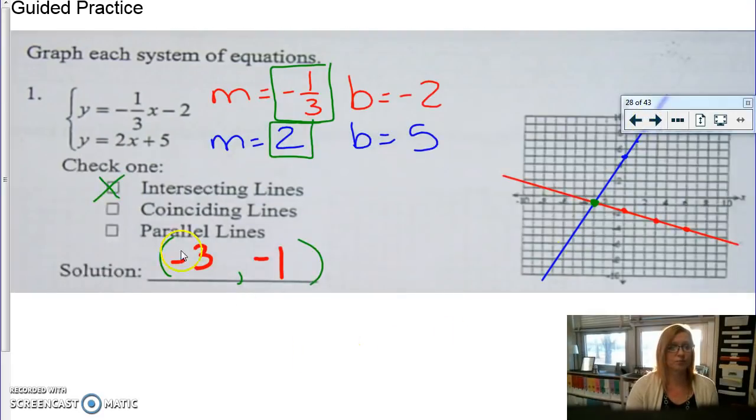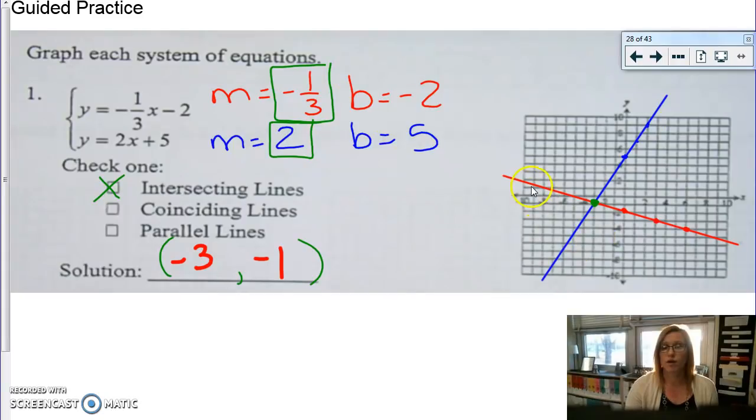Let's take a look here. And you can see slope of -1/3, slope of 2. Different y-intercepts. Therefore, when you graph it, this is what it would look like. The two lines would cross each other. I graphed the red line, I graphed the blue line. That green point there is the point of intersection, the POI, and so that would be the solution. So the solution would be at 0, -1, -2, -3, and go down 1. So (-3, -1) would be the solution to this system.